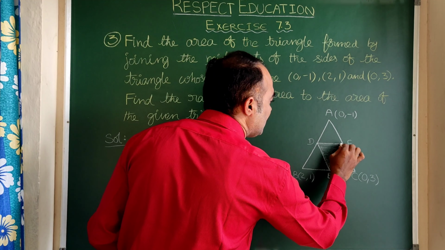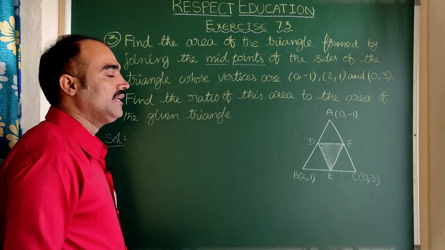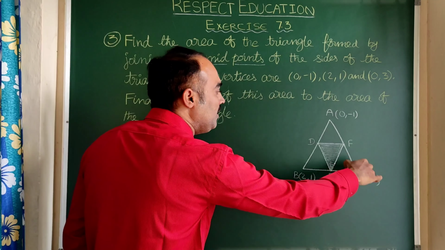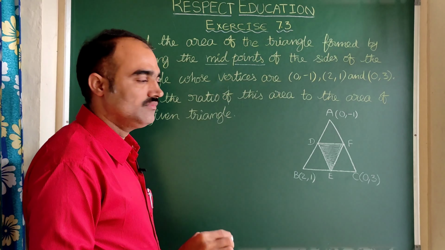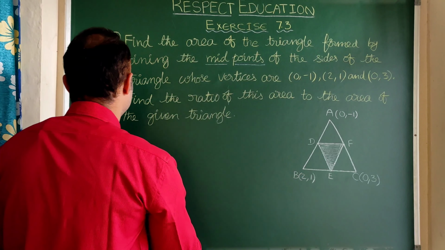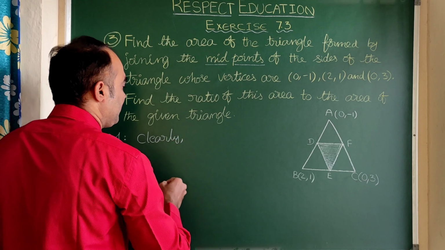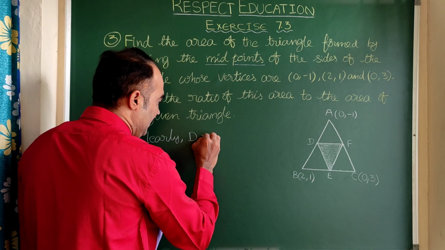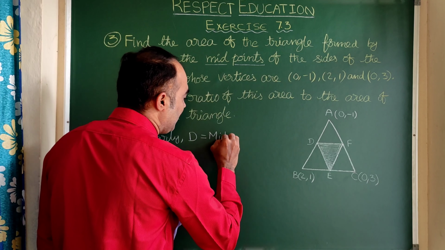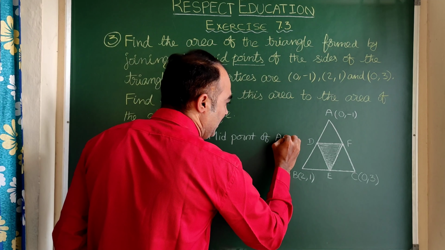Now this is the first task. The next task is that we need to find the ratio of this shaded area to the area of the big triangle, that is ABC. So first let us find D, then E, then F. So clearly, D is the midpoint of AB.